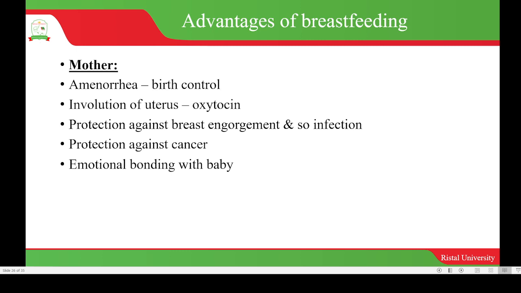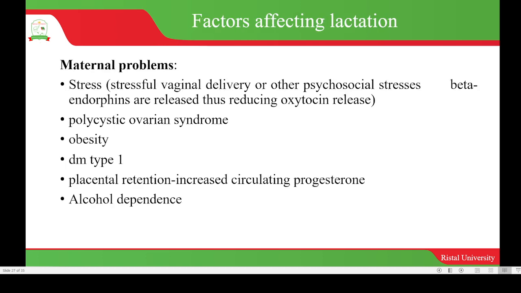Breast milk is at the right temperature, so there are rare chances of allergies occurring in the infant. To the mother, postpartum amenorrhea as a result of continued breastfeeding is a form of birth control, and it will prevent conception after a few months of delivery. This helps in family planning and spacing of the children. It also helps in the involution of the uterus through the release of oxytocin that causes contraction of the uterus. It also protects against breast engorgement and breast infections. It's also protective against cancer, and it provides emotional bonding with the baby.